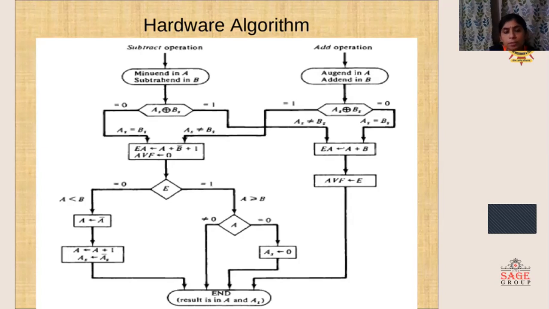So from this hardware we can conclude that in case of addition, if the signs are the same, then addition will be performed, and in case of the subtraction operation, if the signs are different, then the addition operation will be performed. Subtraction operation will be performed in case of addition when signs are different, and for the subtraction operation when the signs are the same.